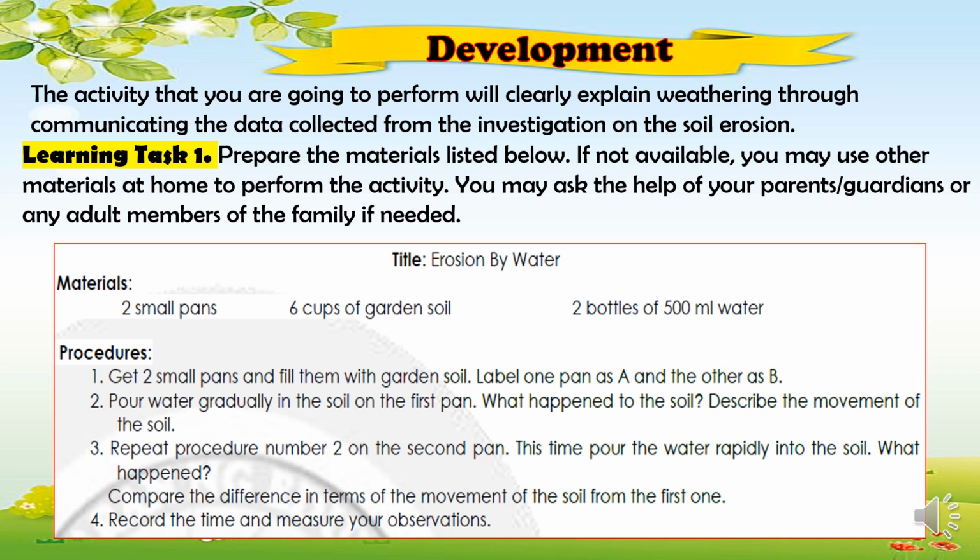Pour water gradually in the soil on the first pan. What happened to the soil? Describe the movement of the soil. For number 3, repeat procedure number 2 on the second pan. This time, pour the water rapidly into the soil. What happened? Compare the difference in terms of the movement of the soil from the first one. And record the time and measure your observations.